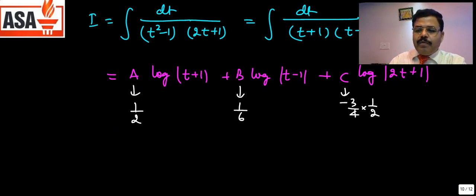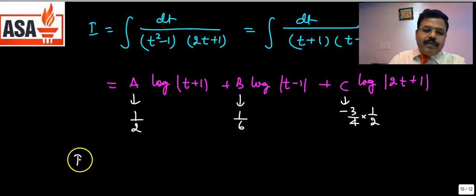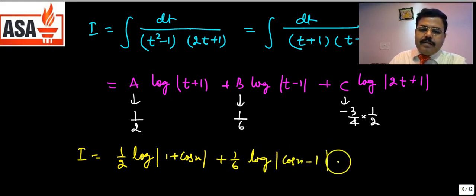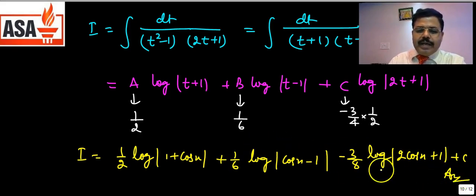What was T? T was cos x. So what is the final answer? The final answer can be written like 1 by 2 log (1 plus cos x) plus 1 by 6 log (cos x minus 1) plus minus 3 by 8, minus 3 by 8 log (2 cos x plus 1) plus c. So in this way you can write the answer of such a question. Okay, I hope you got it.